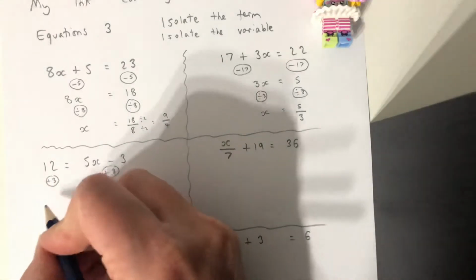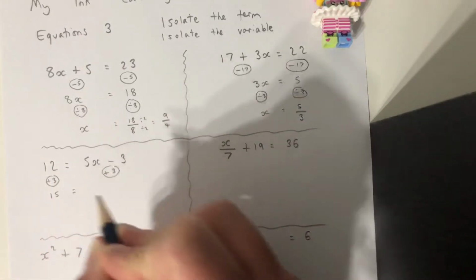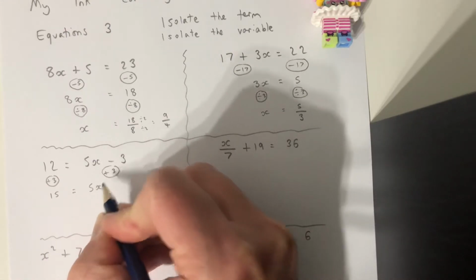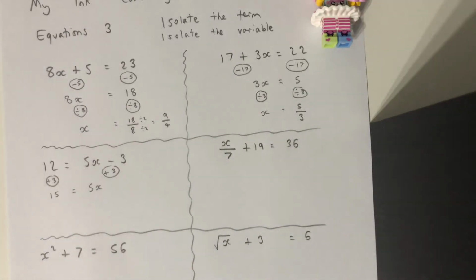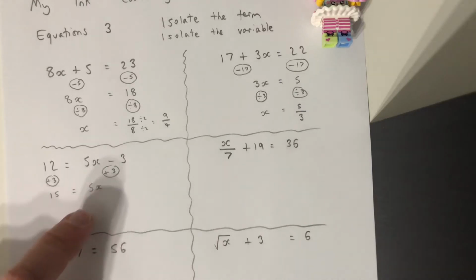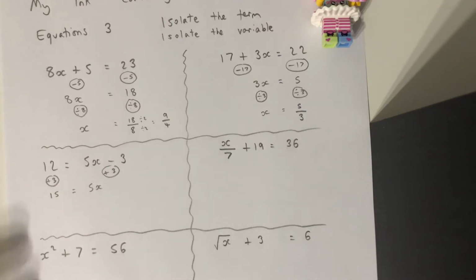And now what we can do is, okay, 12 add 3 is 15, you're right. 5x hasn't changed, but the minus 3 add 3 is cancelled. This time it's different to the previous question because the x is on the right hand side, but big deal. It makes no difference. It's like symmetry really, x on left or right.